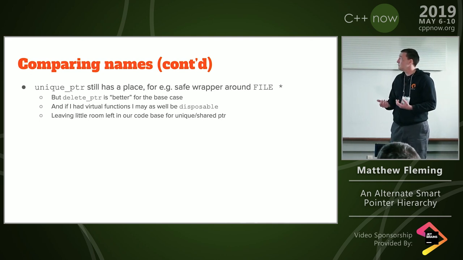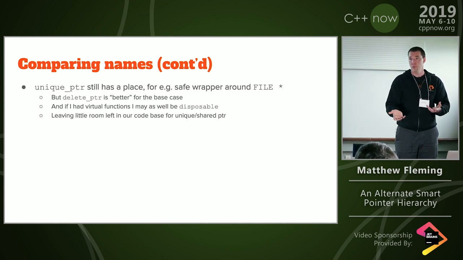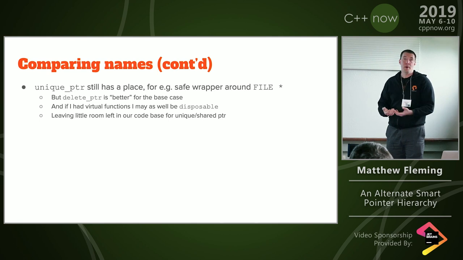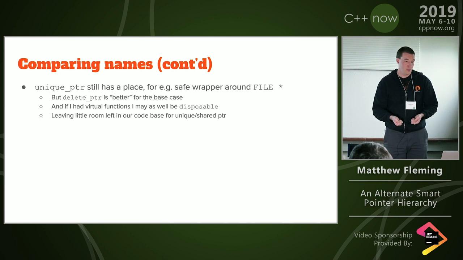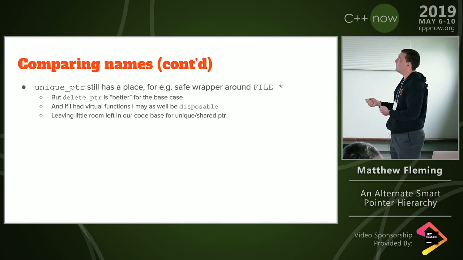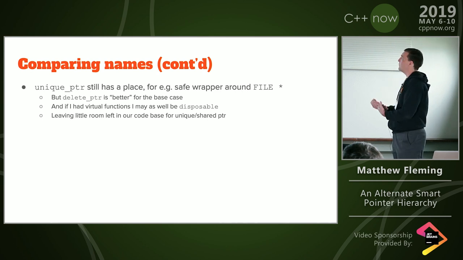But if I had to have a virtual destructor because I had virtual functions and I needed that for slicing issues, I might as well, from my standpoint in our code base, if I have to have a virtual destructor, just inherit from disposable instead, because then I can do more things than just destroy myself in order to release my own memory. This ends up meaning that there's not much space in our code base for our use cases to actually use the standard's unique or shared pointer.